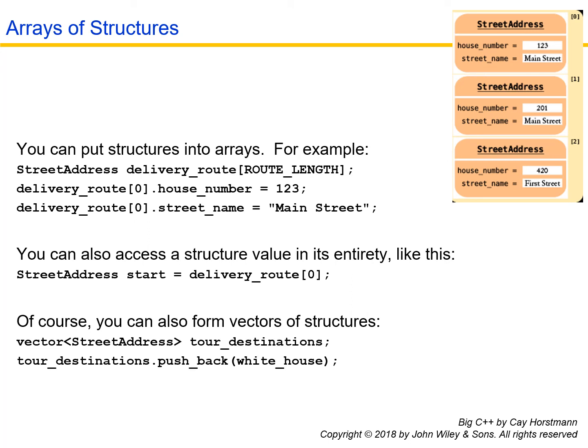You can put structures into arrays, okay? Let's say you add a delivery route. Delivery route at 0 is 123 Main Street, and delivery route at 1 would get to be something else. You can also access a structure value in its entirety without the dot notation. And if you can create arrays of structures, you can also form vectors of structures. So we can push back the White House into our list of tour destinations.